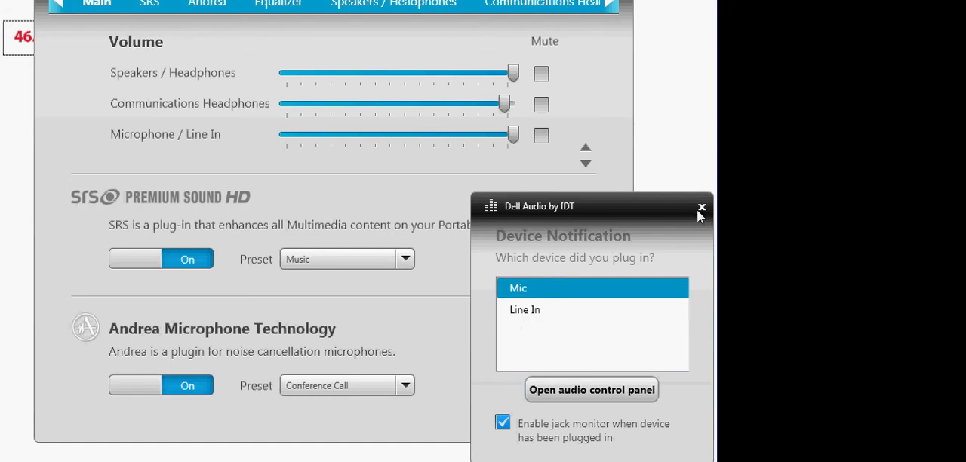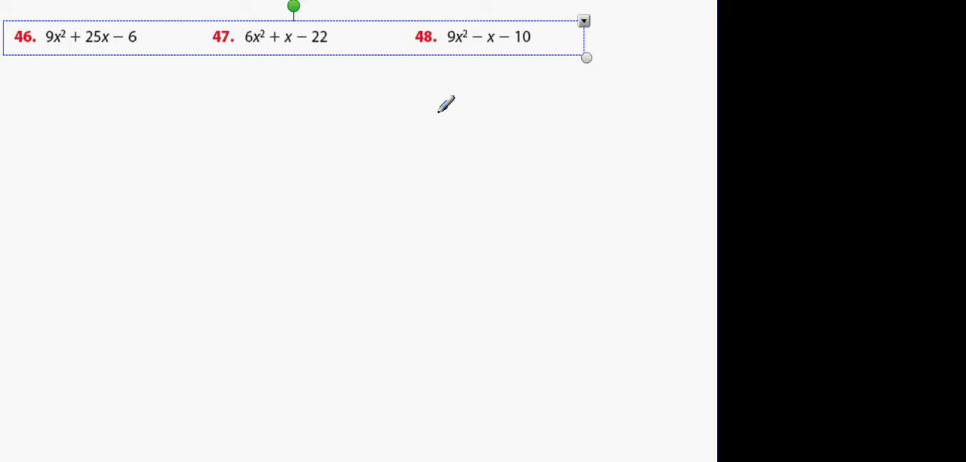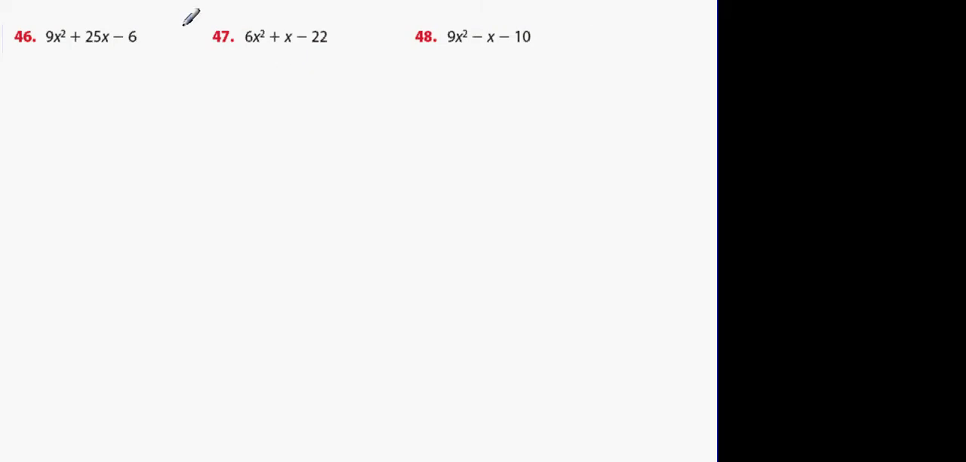Okay, so the first step on this question is to get the reference number. And the reference number is minus 54, because you have to multiply the 9 by the minus 6. 9 by minus 6 gets you minus 54. Minus 54 is the reference number.